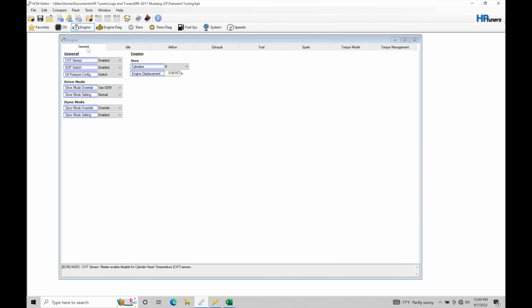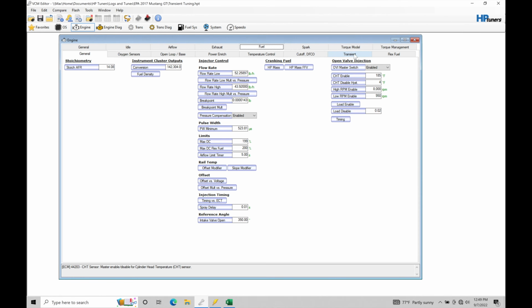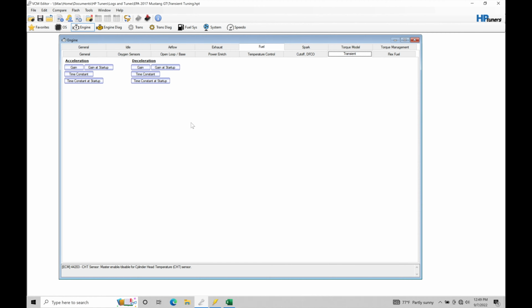I'm going to go here from my general all the way over here to fuel, and now under fuel I'm going to work my way over here to transient. Under transient, we can find both an acceleration and deceleration aspect to the transient fueling. And here we have a gain and a time constant table. We also have a gain at startup and time constant at startup. So we can take a look at what separates these tables here. Essentially, we have two different modes that the tables account for, a startup mode and then a normal operation mode.